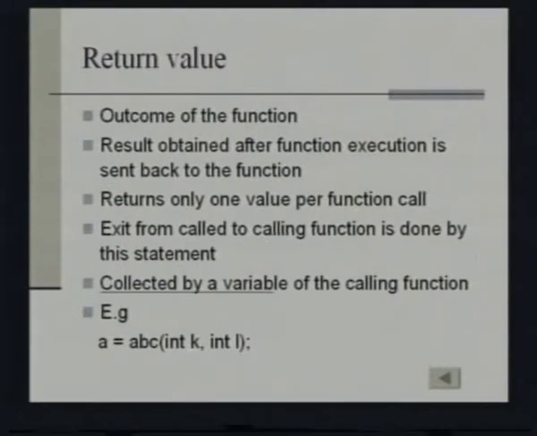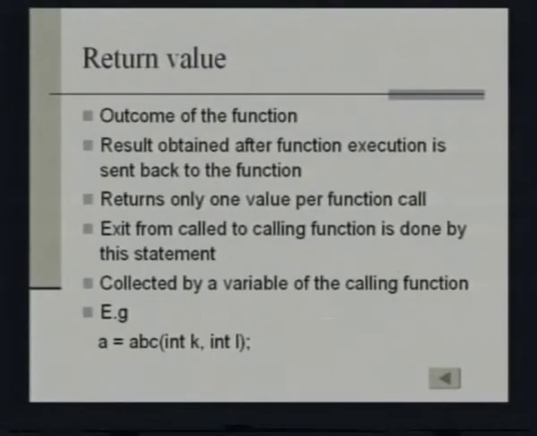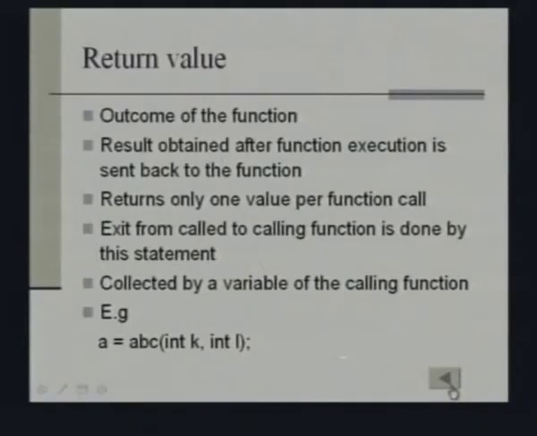For example, if you see here, a = abc(k, l), where k and l are ints. abc is a function which is called. You are passing two actual parameters. The return value that comes from that function is assigned to a. So that is what we mean by the value has to be collected by a variable. The result of that function is assigned to the variable a. So this is the use of the return value in the C programming language.